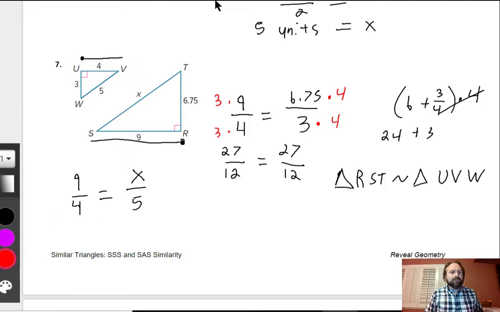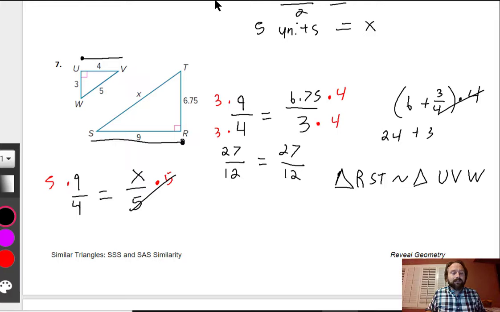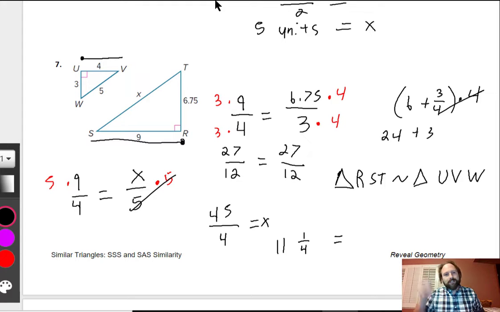Well, we don't have to do cross product. We don't have to do that. We just have to get x by itself. So I'm going to multiply by 5 on both sides. That's going to cancel this out. After that, I get 45 divided by 4 is equal to x. If I divide that out, I get 11 with 1/4 remaining. Technically 11 and 1/4 units, but let's not go into that can of worms.